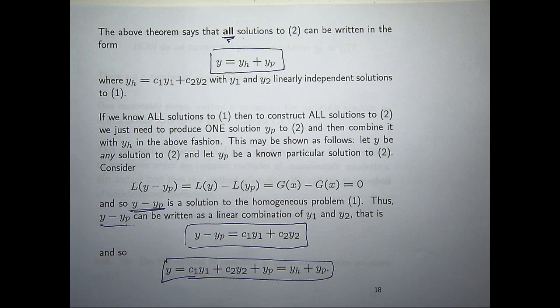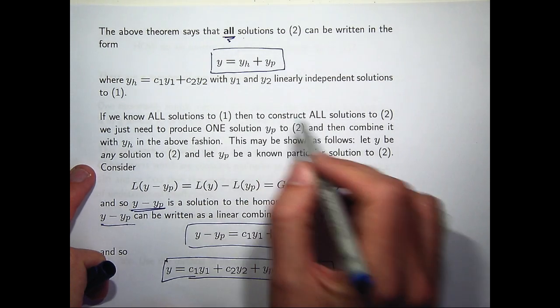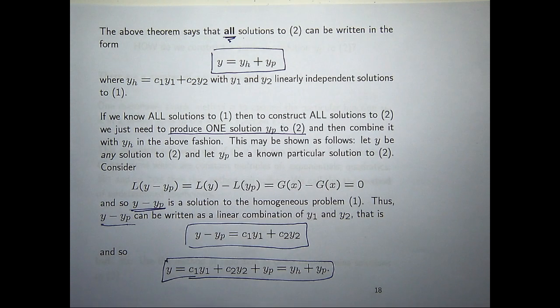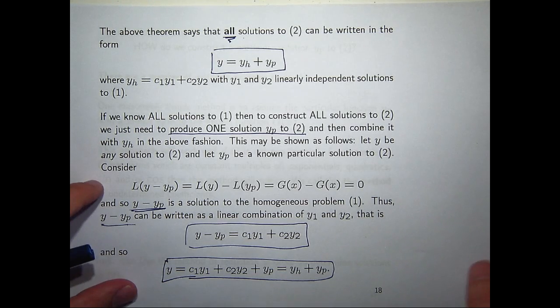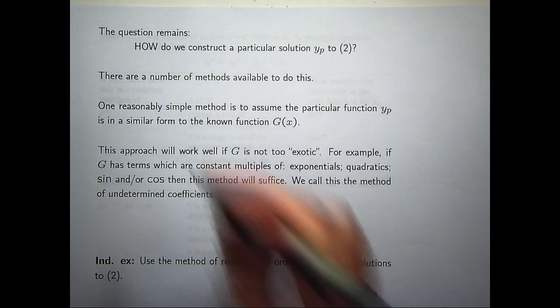Now, the big question here is, well, this method involved us producing or constructing a particular solution to the non-homogeneous problem. Well, a good question is, how do we do that? Well, I'm glad you asked. How do we construct a particular solution?